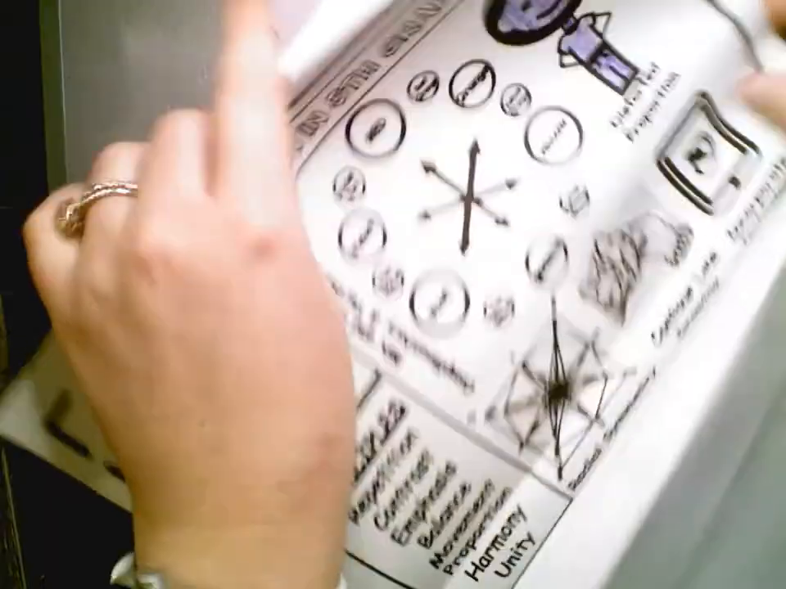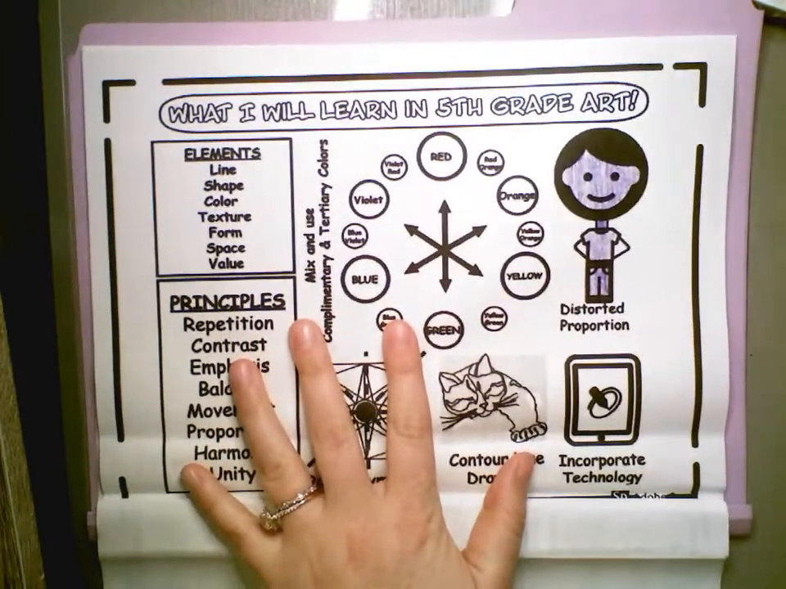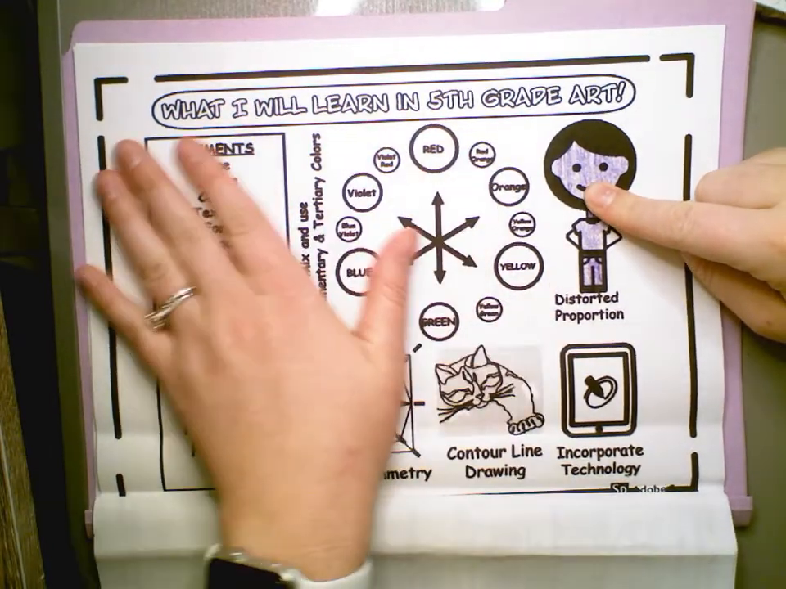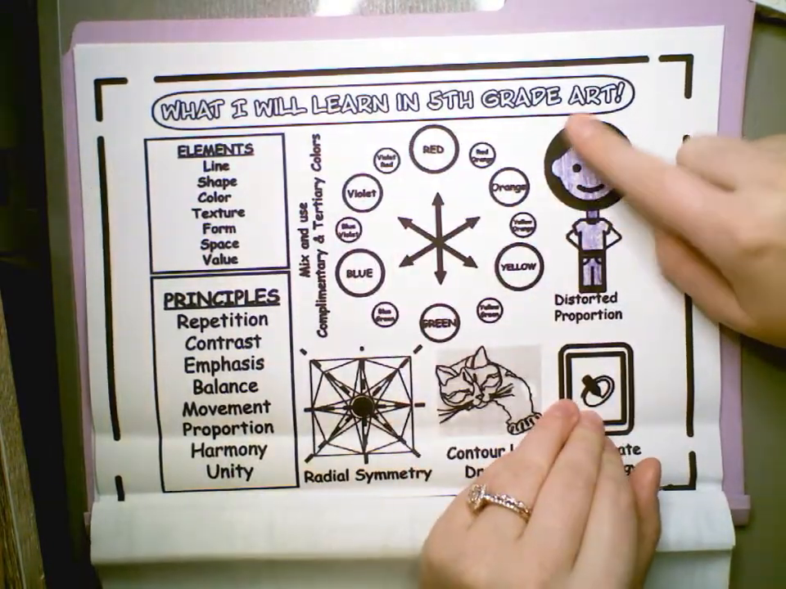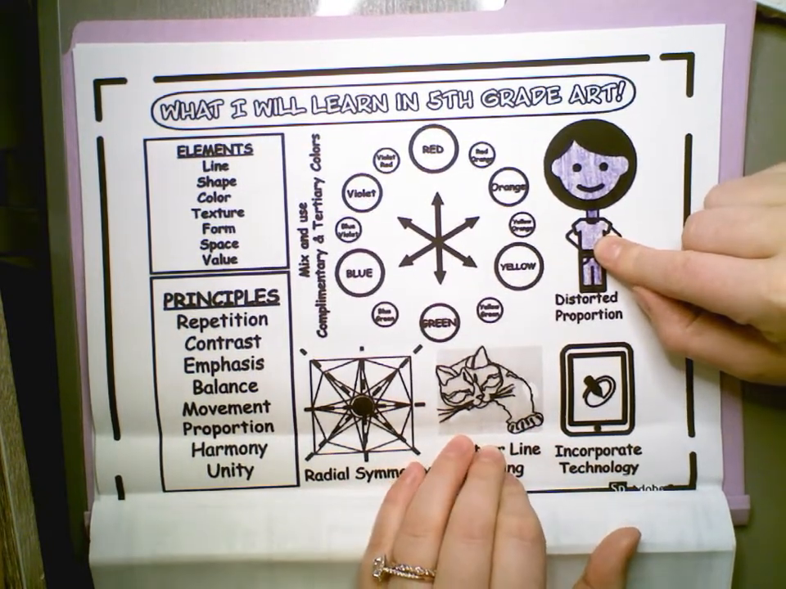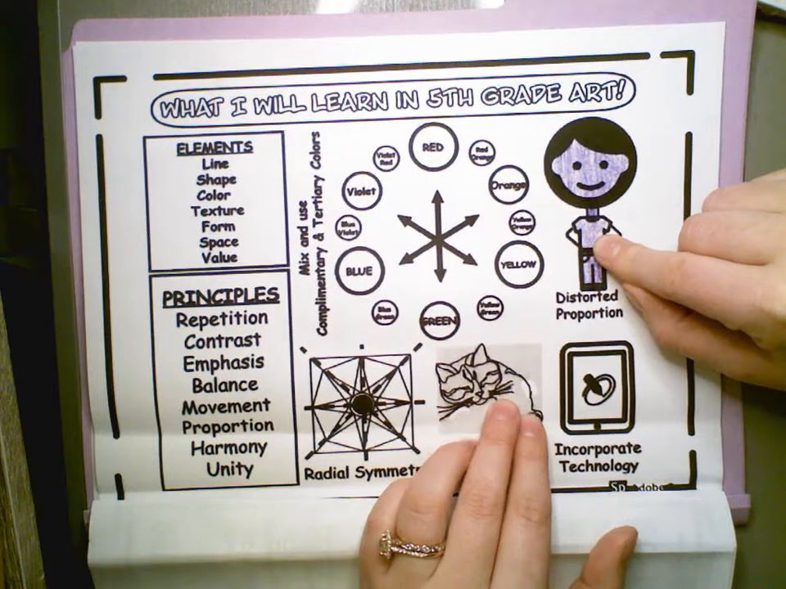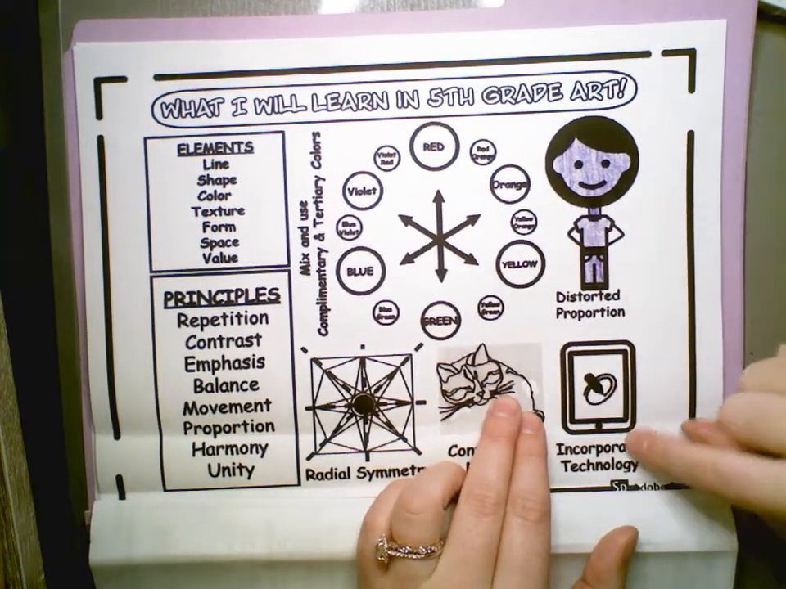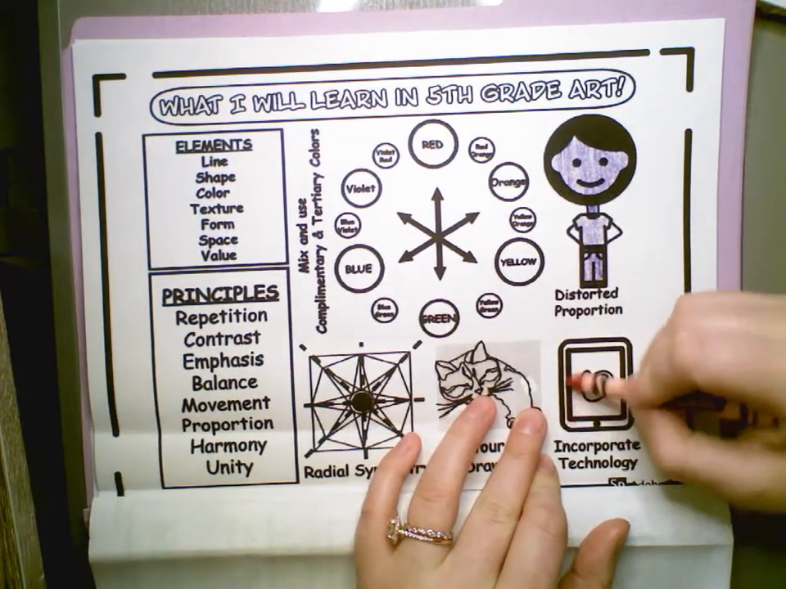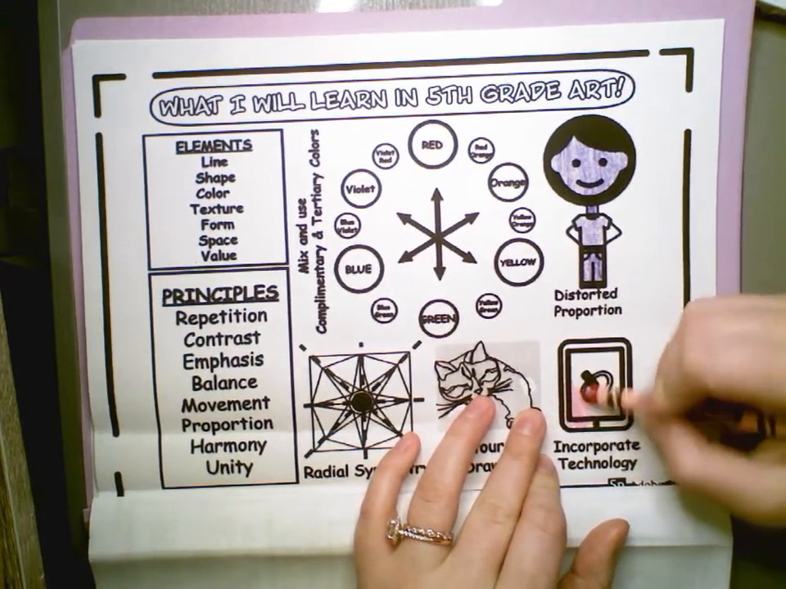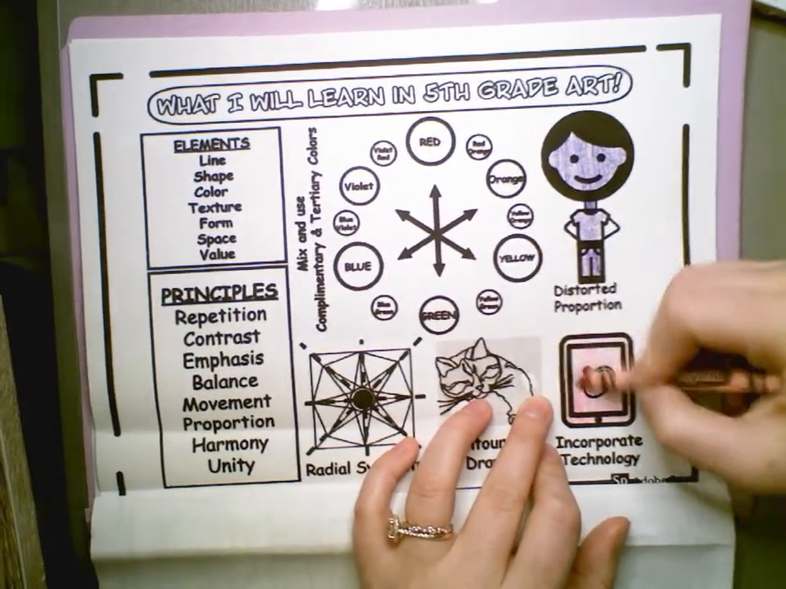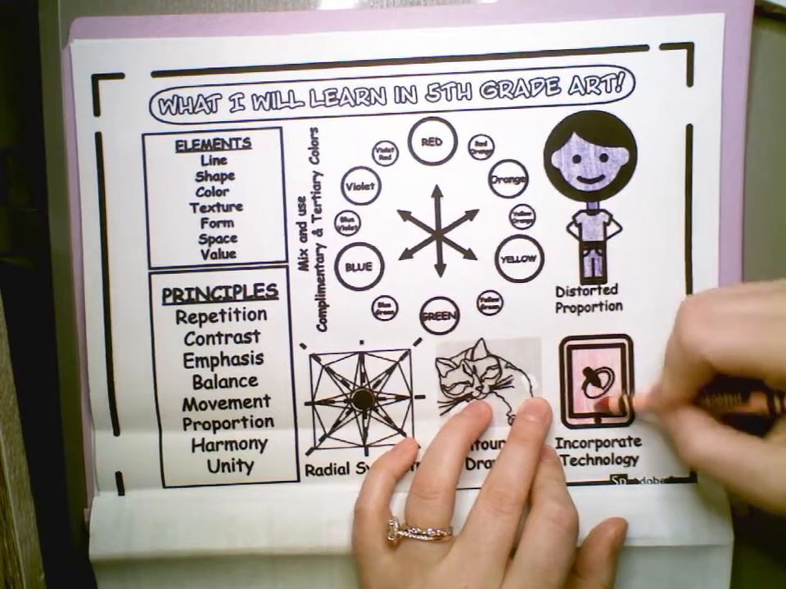So here, you can go ahead and color it in because that's what we're going to learn today on this page about what I will learn in 5th grade art. So this project, we're going to focus on distorted proportion. If you're somebody that did the About Me video, you can also color in incorporate technology. That's something that you completed. You incorporated technology and art together to make your About Me video using Adobe Spark. So that's another thing that you can color in.